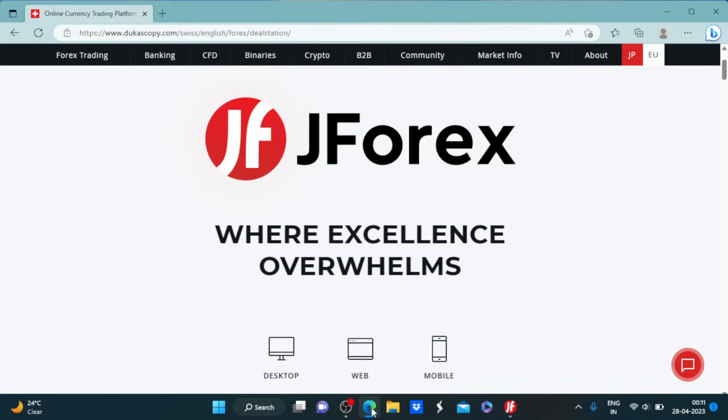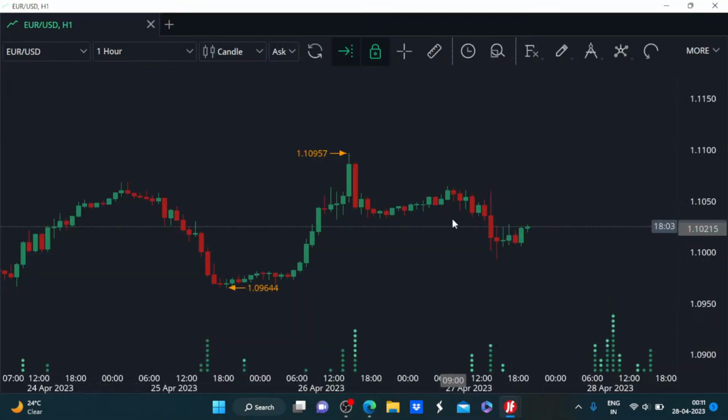Let us now head to JForex 4, the trading platform from Dukascopy Bank SA. This is the chart of the EUR/USD with each candle period defined at hourly. Let me add this indicator, fractal lines. All you have to do is a quick search, type in fractal lines, and here it comes.